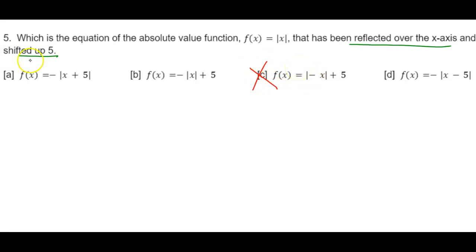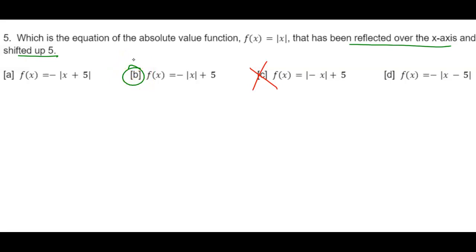We also want it to be shifted up 5. Shifts up and down occur at the end of the function. You're adding some value if it goes up. You're subtracting some value if it goes down. Since I want to go up 5, that means I need to have a plus 5 on the end of the function. The only one of the remaining 3 choices that has the correct negative in the front of the function and 5 added to the end is B.